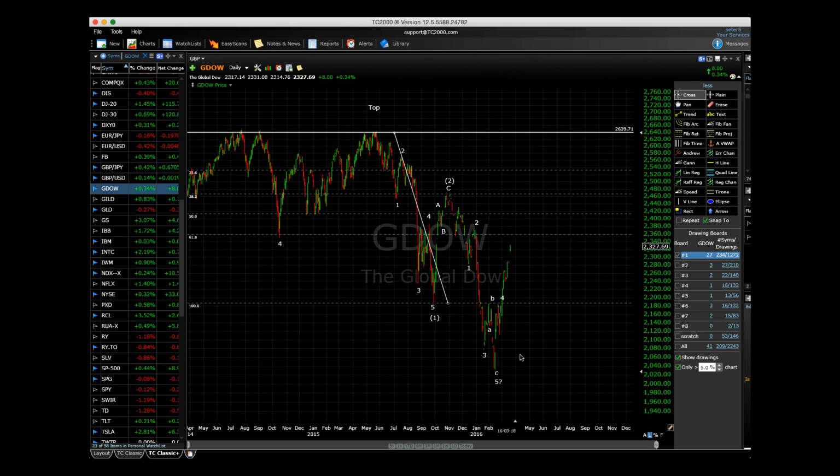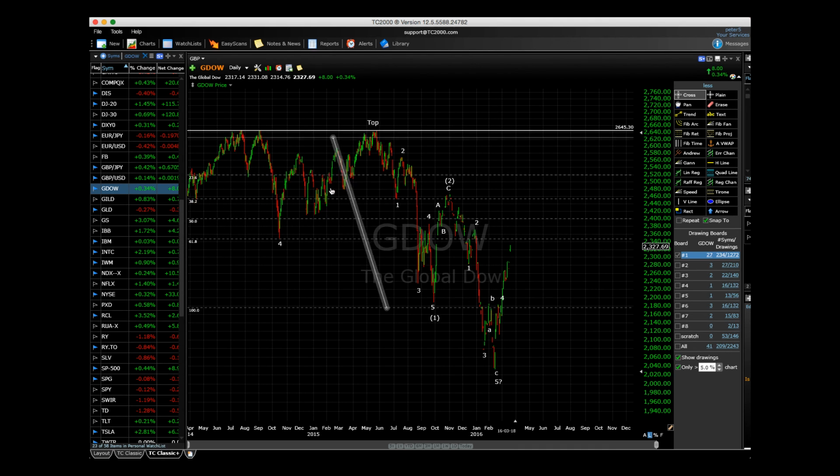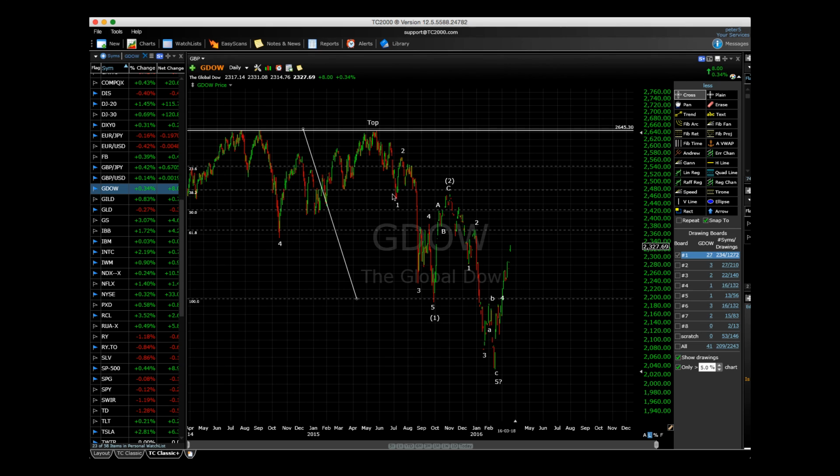Now for my last chart, actually the second last chart, I want to look at the global Dow, because this one is the big one in terms of where I think we're going, and this really is one of the ones that is leaning me towards very much the bearish count. We had a very motive wave down here, which came down in 5 waves, 1, 2, 3, 4, 5, and that's a very typical looking motive wave down.